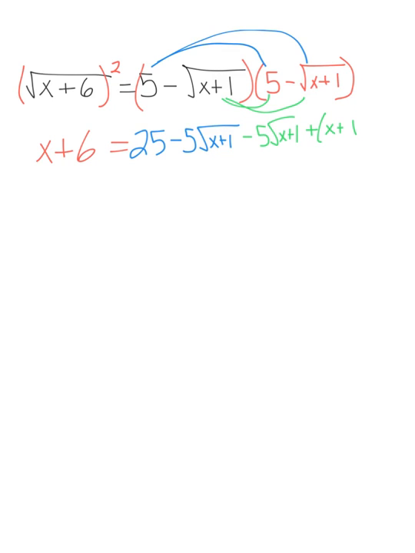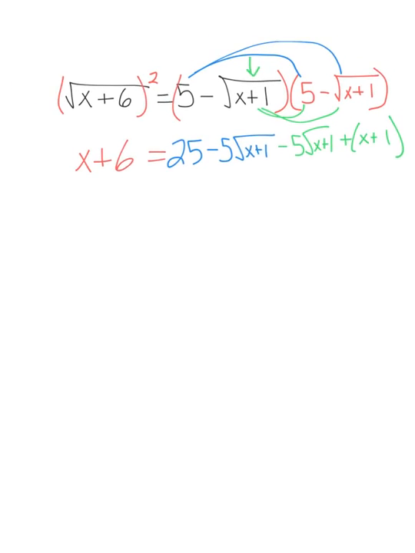When we multiply the square root of x plus 1 and the square root of x plus 1, what we're going to have, I'll just write it down here, is the square root of x plus 1 squared, which would then give us x plus 1. That's why I have x plus 1 here in parentheses. Okay, so I just have x plus 1.